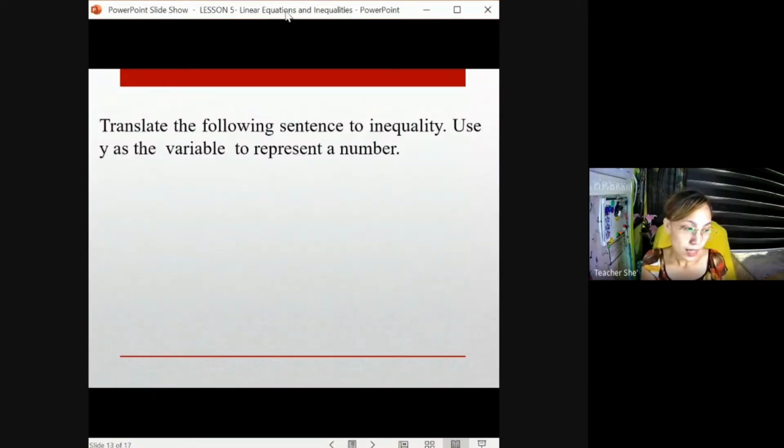Translate the following sentences to inequality. Use y as the variable to represent a number. The condition: use y as the variable to represent the number.